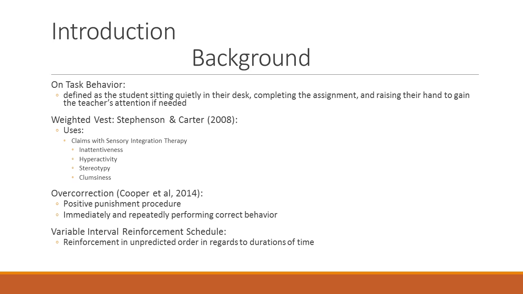Overcorrection, as defined by Cooper, is a positive punishment procedure as an action is being added to decrease behavior. It is best utilized immediately and repeatedly following the target behavior. It involves performing the correct behavior repeatedly for a number of predetermined times.